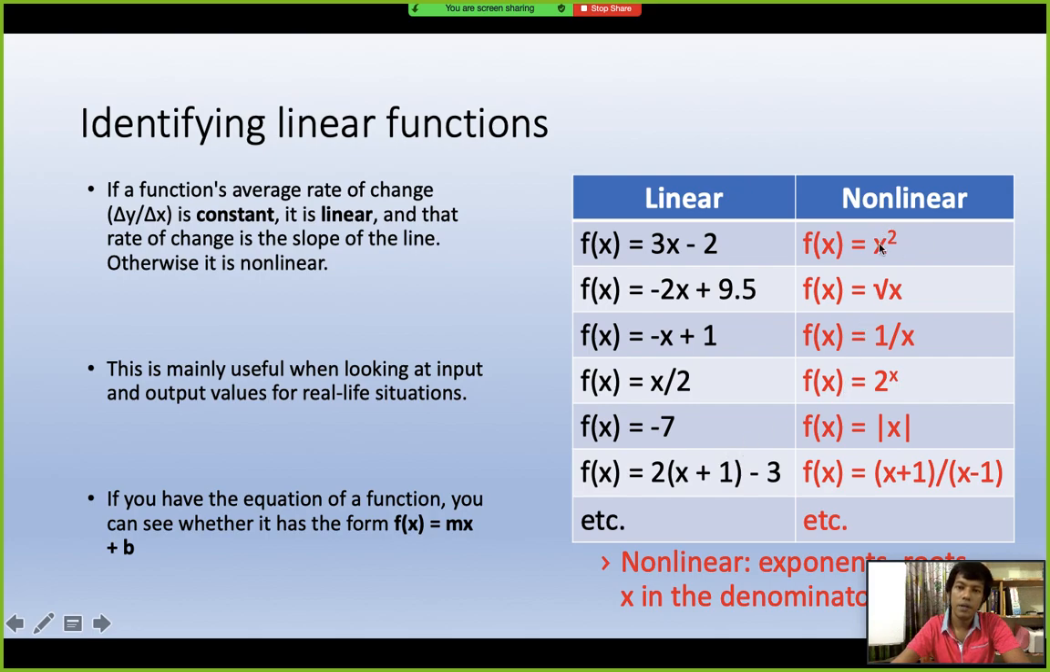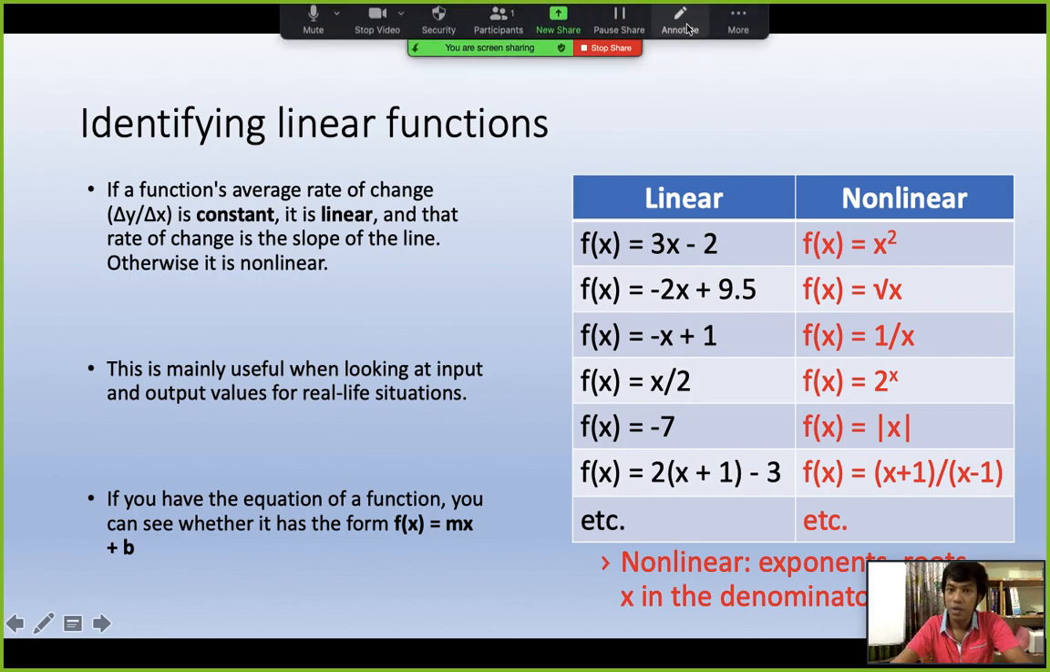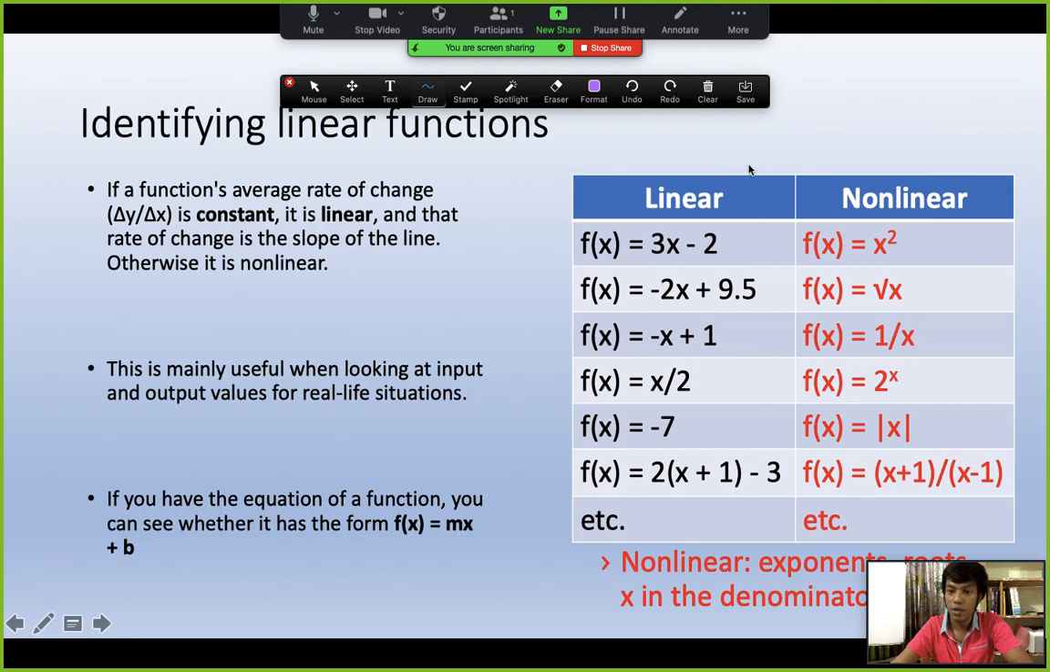But here, for the power of x, there are some exponents, some roots, x in the denominator, x in the exponent, some modulus sign, and some x in the denominator here. So they are non-linear, and this is linear. Another way to understand what is linear and what is non-linear, if you are visual, is to understand it visually.